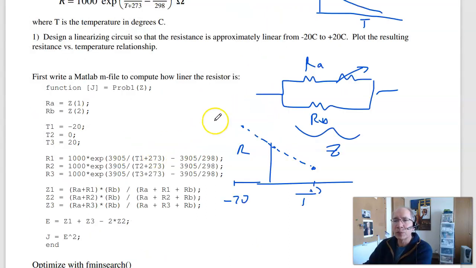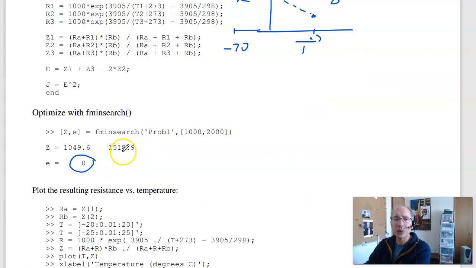For example, one valid solution is RA equals infinity, in which case the resistance is just RB. That works, but it's not useful. Another solution is RB equals 0. That shorts this out. That's also linear, but not useful. Find a solution where RB isn't 0 and RA is not infinity. This is one possible solution.